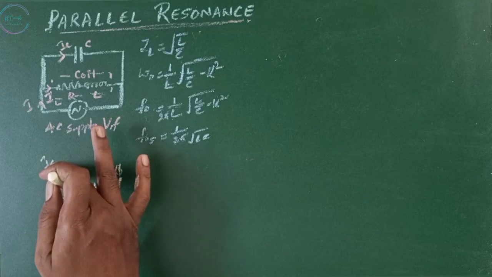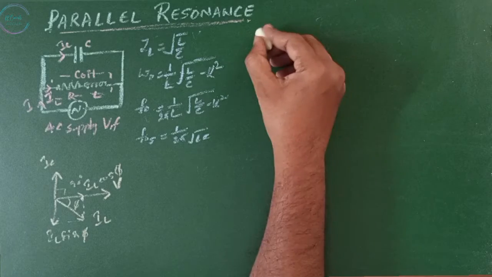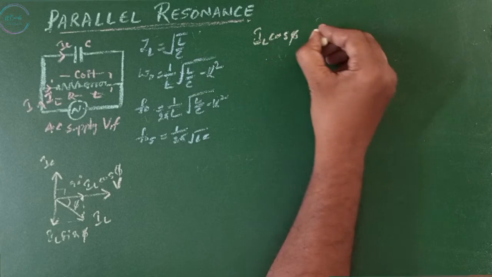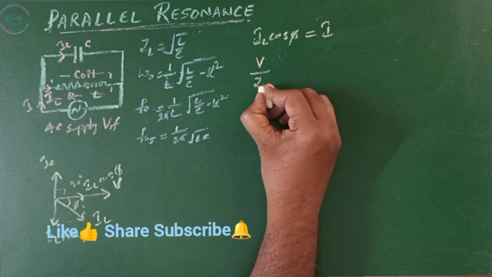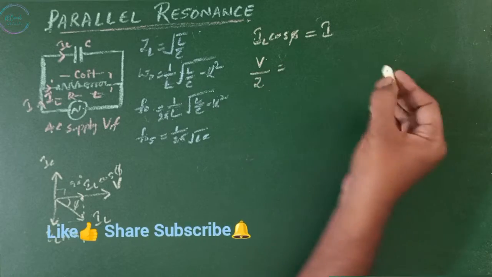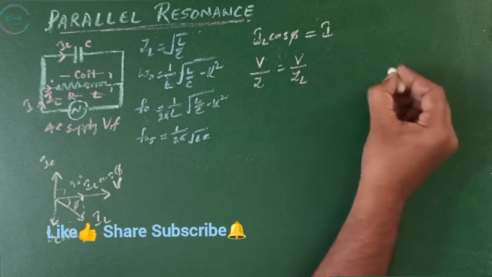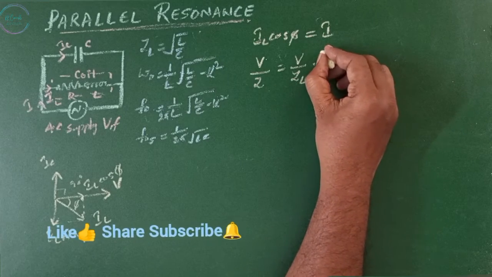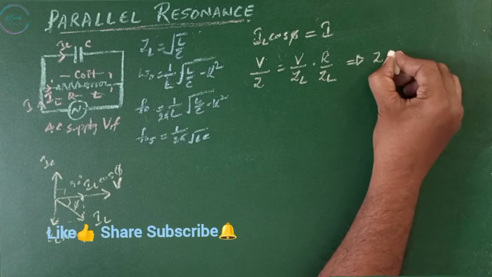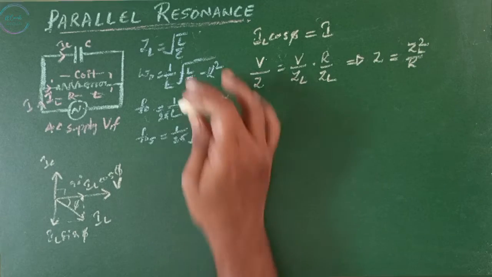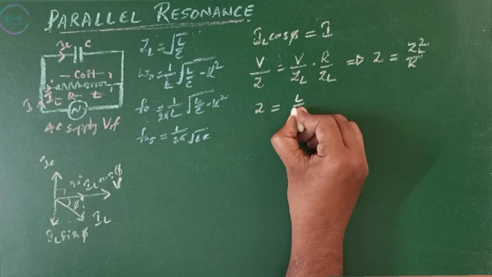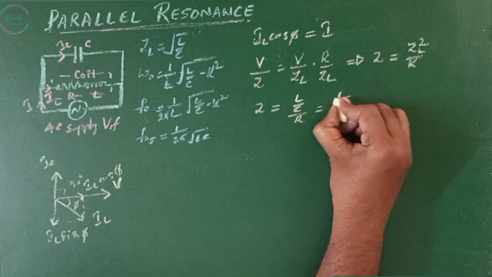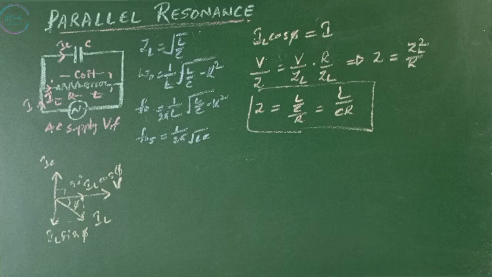So at resonance, we have seen this IC equals to IL sin phi. The remaining part is IL cos phi, which equals to the current I. Now the current I is given by voltage divided by the entire impedance Z, which equals to IL, that is V by ZL multiplied by cos phi, which is nothing but R by ZL. The entire impedance Z is given by ZL square by R, whereas ZL equals to square root of L by C. Substitute that, then you will be getting Z is given by L by C divided by R, which is nothing but L by CR. This is the equivalent impedance of parallel resonating circuit at resonance.